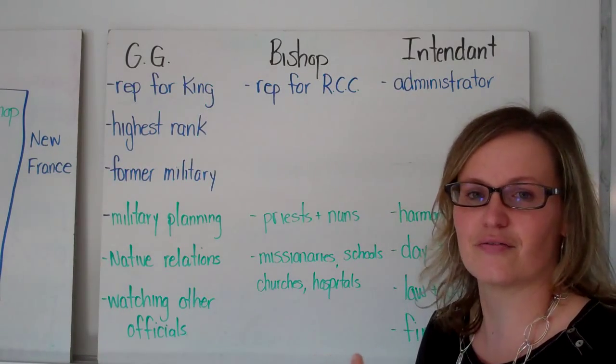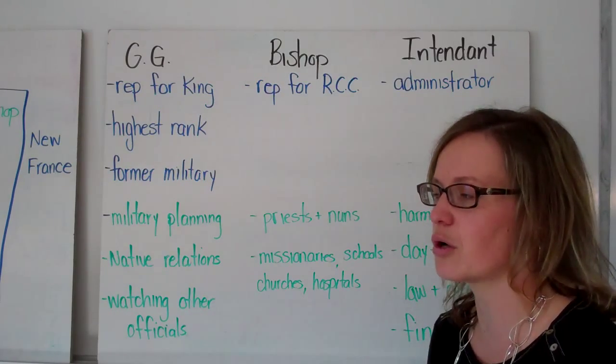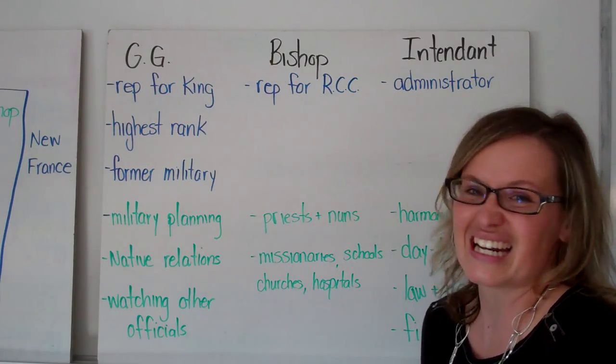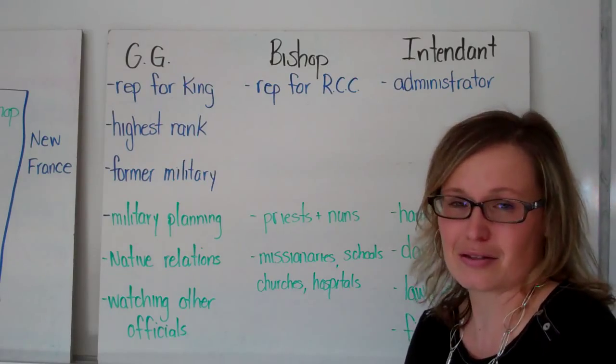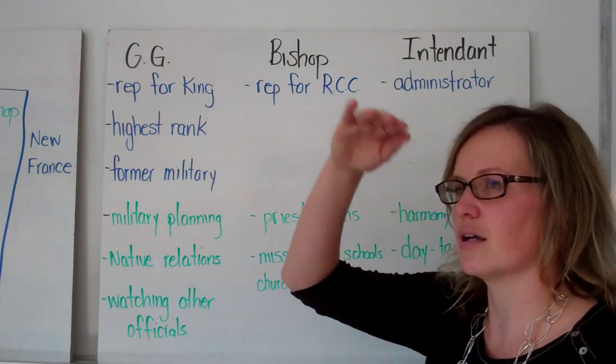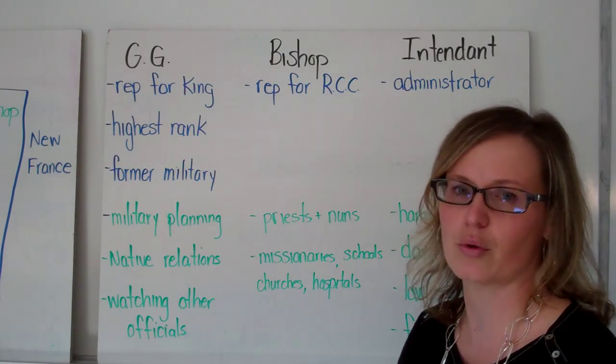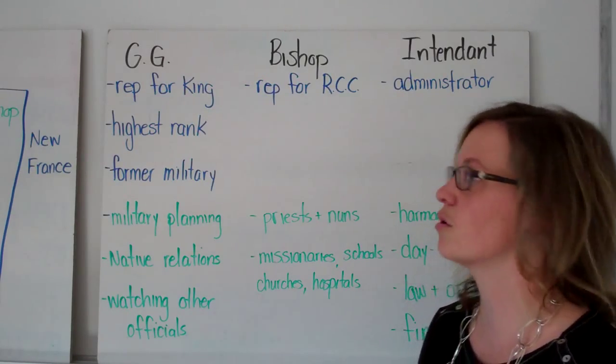Remember, the king and his advisors are back in France, so they need someone in the new world, in the new colony, that's going to kind of spy on everybody else. The king's not there. He doesn't know what's really going on. So the governor general is given this sense of status above the bishop and the intendant to kind of say, you need to let me know what's really happening in the new colony.